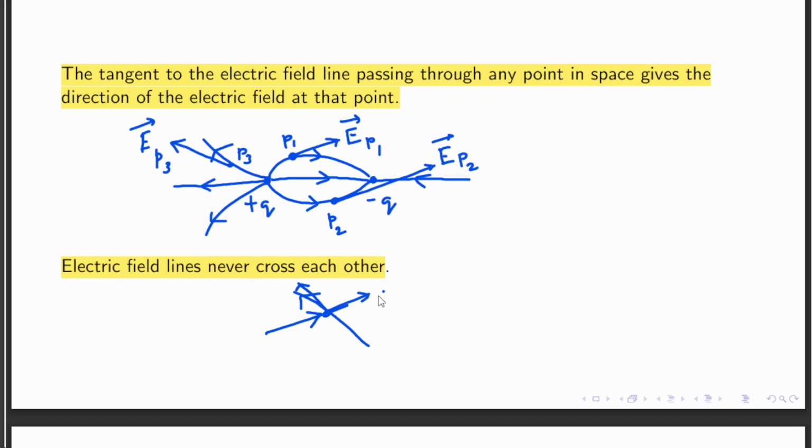With this, the lecture on electric field lines is complete. I strongly urge the students to look at the electric field line figures that are available in your textbook.